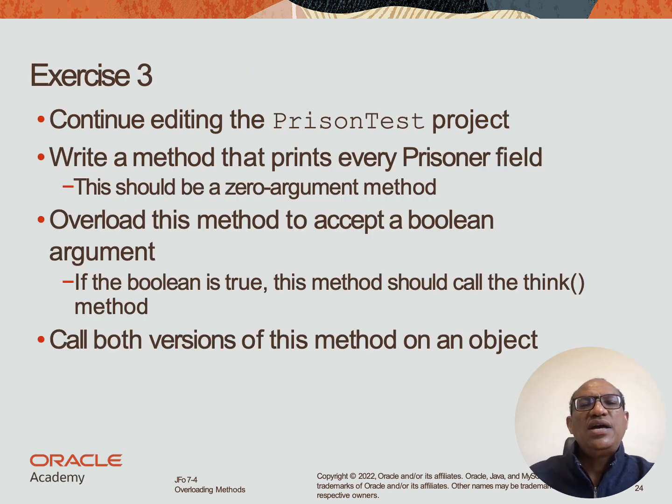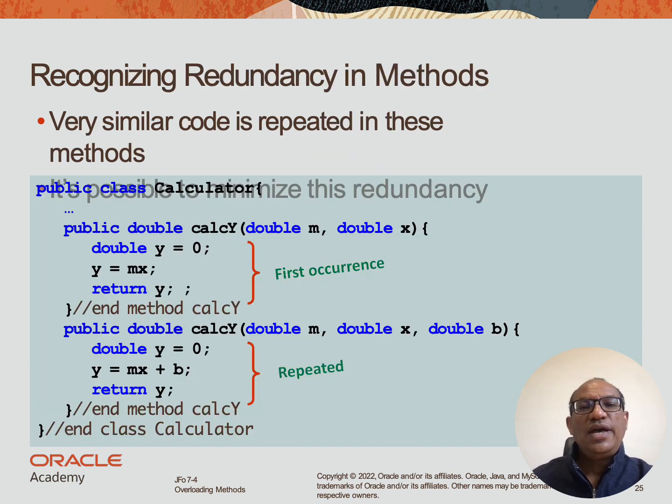In exercise 3, add 2 display methods to your prisoner class. One with no parameters, it prints all the fields. One with a boolean, it prints all fields and if true, also calls thing. Try coding both on the same object. Again, don't duplicate code unnecessarily. If one version does all the work, have the second version call it.